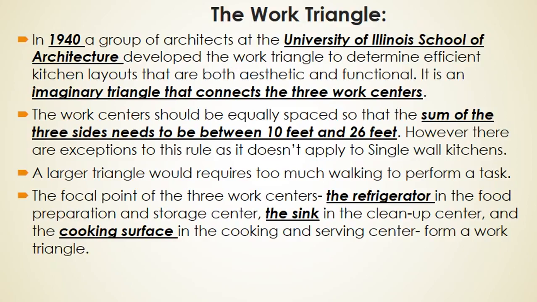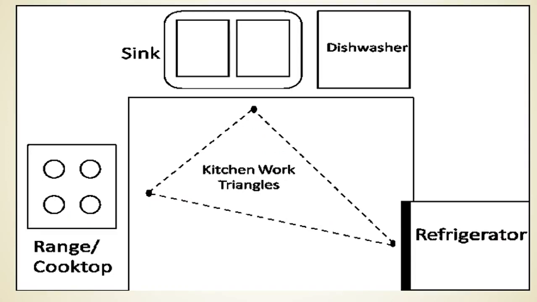Okay, the work centers should be spaced so that the sum of the three sides is between 10 feet and 26 feet. A larger triangle would be impractical, and too much walking from one work center to another would be required in order to perform just one task. Here's a diagram you can see of a simple kitchen work triangle. You can see a refrigerator connecting a sink that is connecting a cooking range.